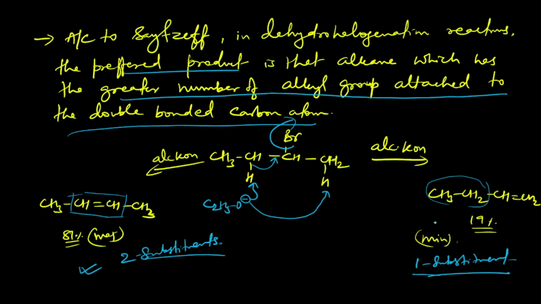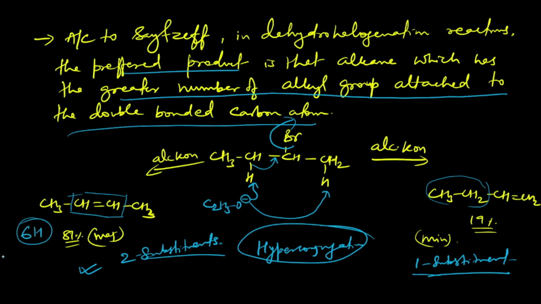for this, which one is deciding whether this will be the major or this will be minor? Your hyperconjugation. Okay, hyperconjugation. See, here the hyperconjugation means the alpha carbon. You have to search the alpha carbon. With this double bond, we have two alpha carbons, and in these two alpha carbons, we have three hydrogens each. It means a total of 6 hyperconjugating structures.